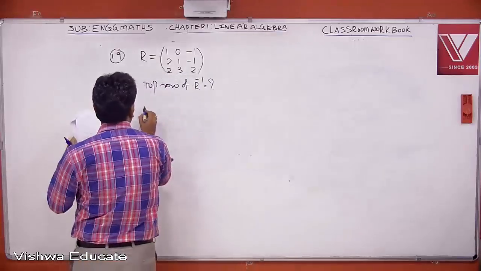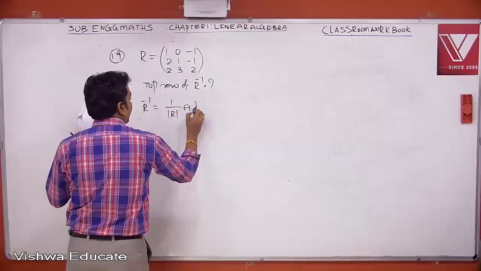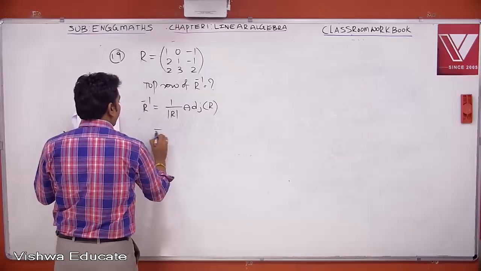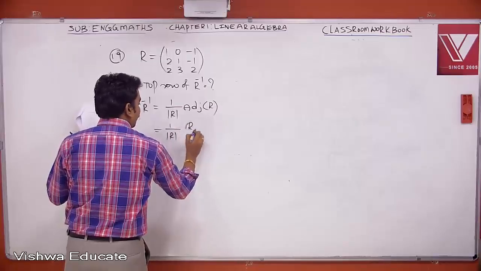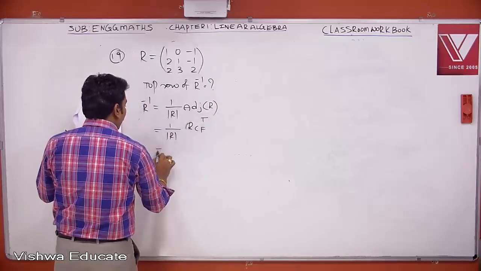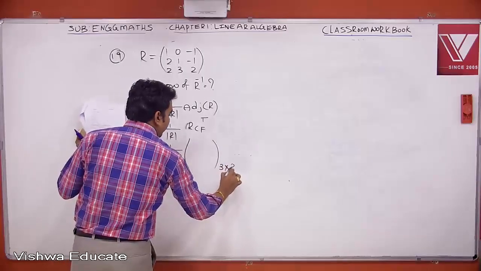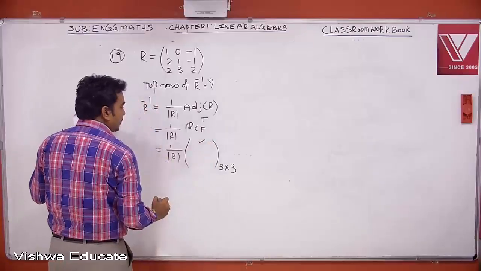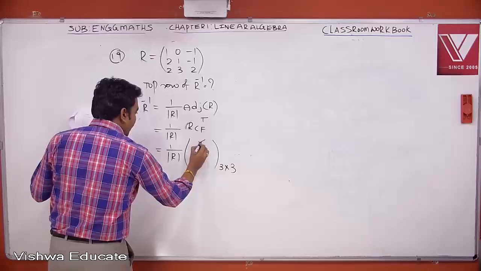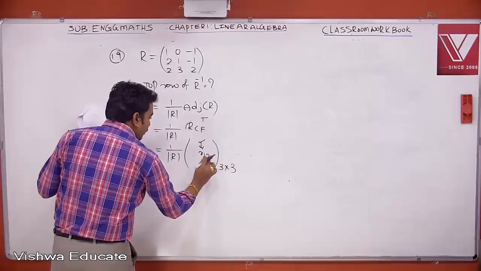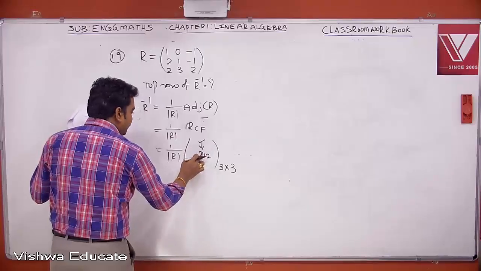So the formula for R inverse is 1 by det R times adjoint of R. So this is 1 by det R into the transpose of the cofactor matrix of R. So this is 1 by det R times some 3 by 3 matrix. But I want to find only this element. So this is in which position? 1, 2. So this is basically the second element in the first row. But basically this is nothing but the cofactor of R21, right?